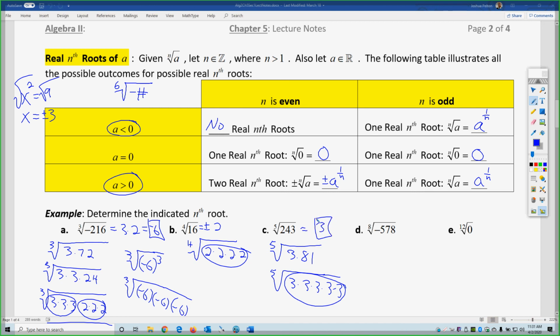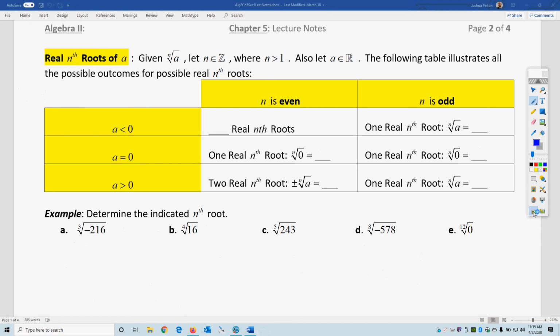The next one is even. You can't have an even number of negatives. So there is no real root. Okay, you'll be dealing with imaginaries at that point, but we're not looking for imaginary answers here. And the last one, 12 zeros is still 0, regardless of what you do. All right, pause the video, try the student problems for yourself.